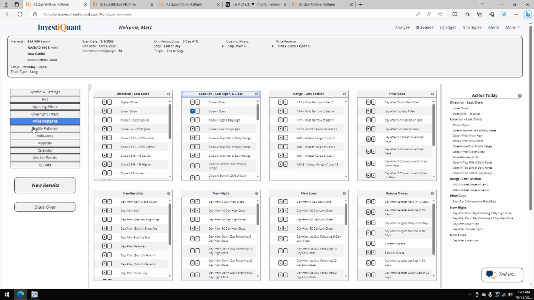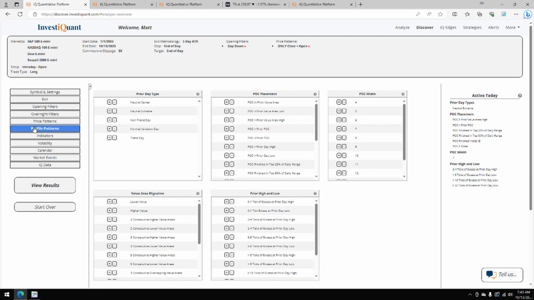That's going to be important to make this a neutral extreme down day. I need to add that section. The next part is the neutral extreme day. That's from the market profile patterns, the prior day type here. I've got equals next to neutral extreme. You can also grab it right here.